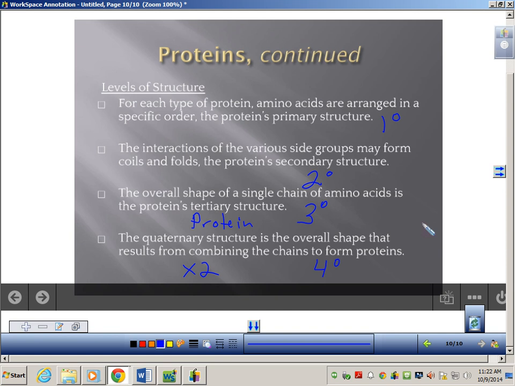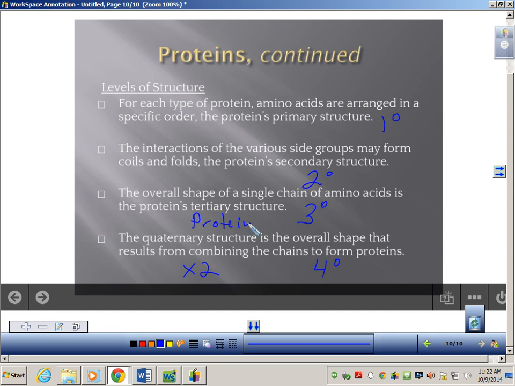But not all polypeptides are proteins. That means I can be an assembly of amino acids, but not a protein. Okay? So I can be a string of pearls and not be a necklace, right? You get that? So if I function, I am then a protein.